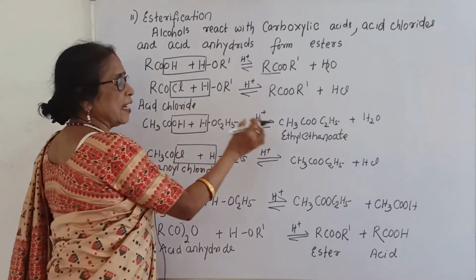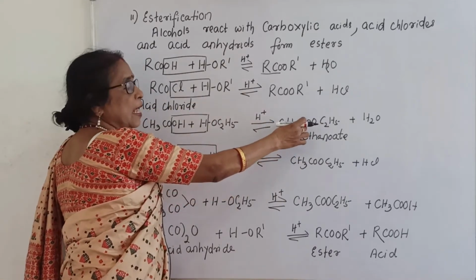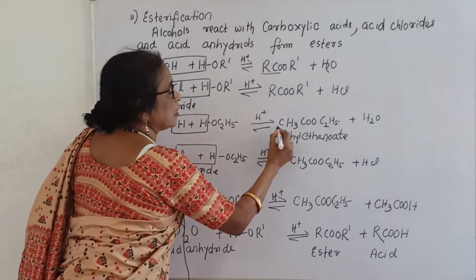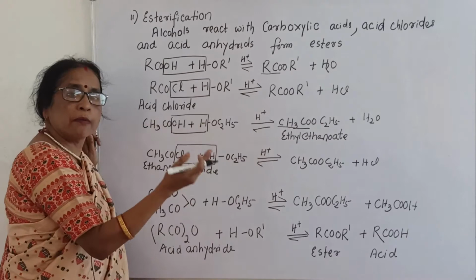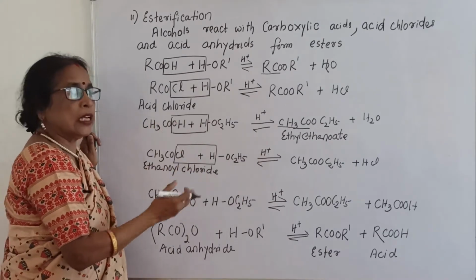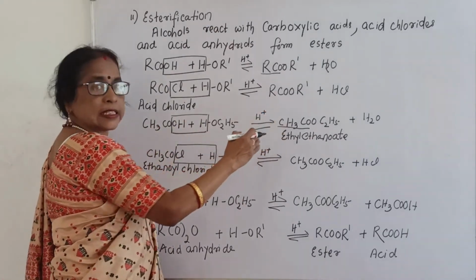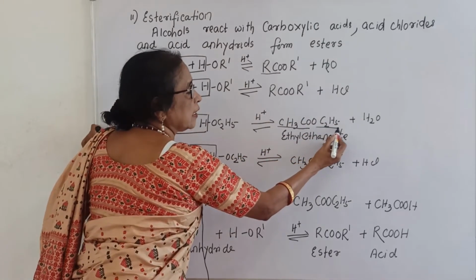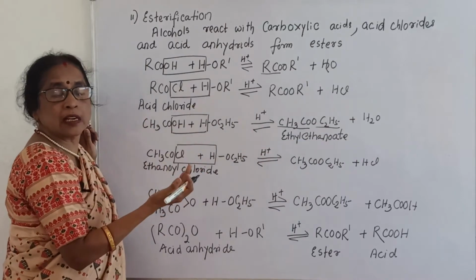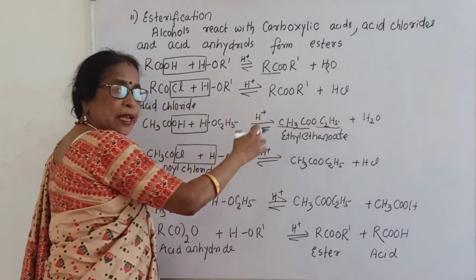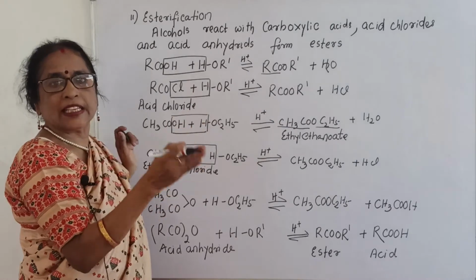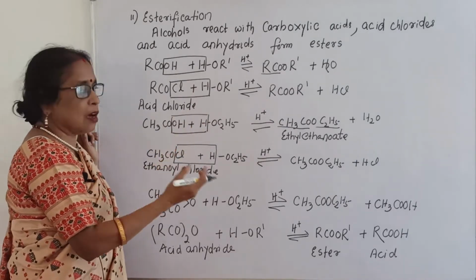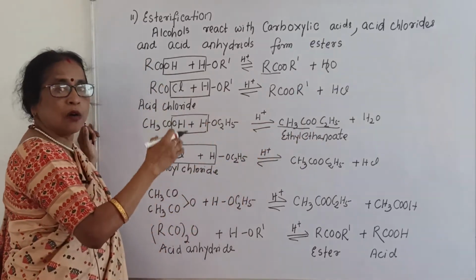CH3COO-C2H5. It indicates that this part is from the acid and this part is from the alcohol. This part is from acetic acid by common name, and ethanoic acid by IUPAC name. And this part is from alcohol. Which alcohol? C2H5OH, ethyl alcohol by common name. What is the IUPAC name of ethyl alcohol? Ethanol.